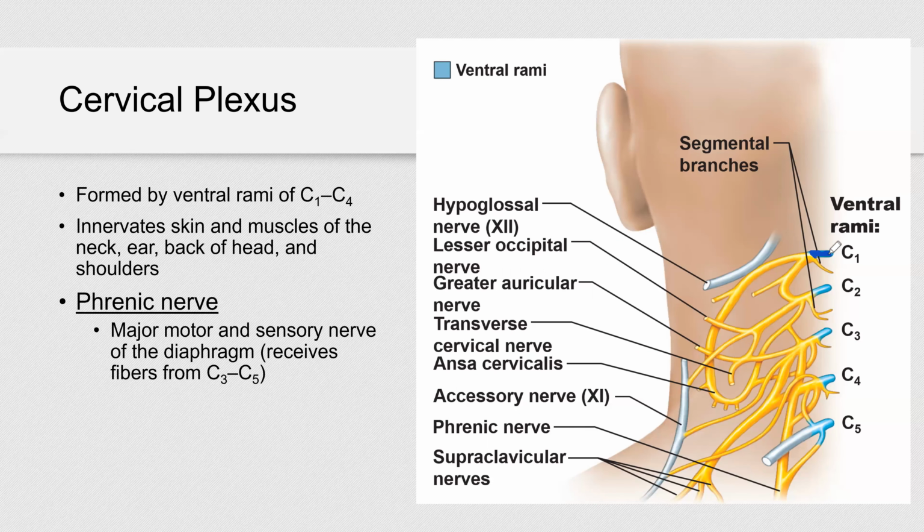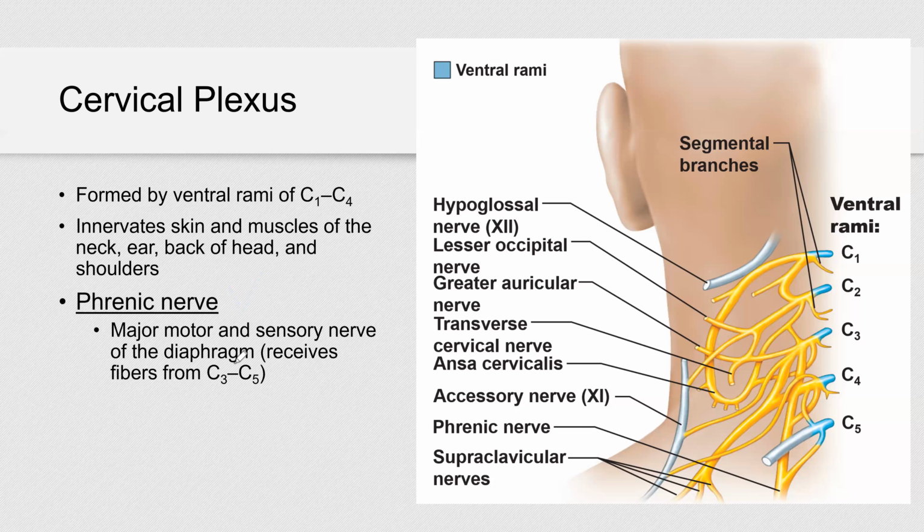In some books you call it C1 nerve, but it's already ventral ramus, right? Because here's our dorsal ramus, and this is our ventral ramus. And then you see what's going on over here. We have all these fibers mixed with each other, and then they form our peripheral nerves. So formed by ventral rami C1 to C4, innervate skin and muscles of the neck, ear, back of the head, and shoulder. And the nerve that we want to remember is phrenic nerve.